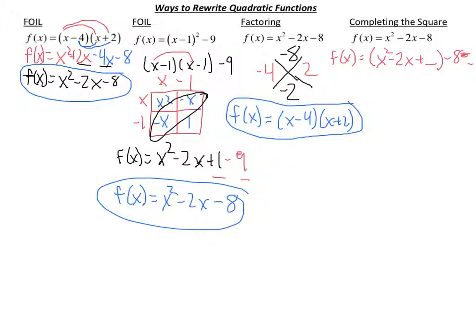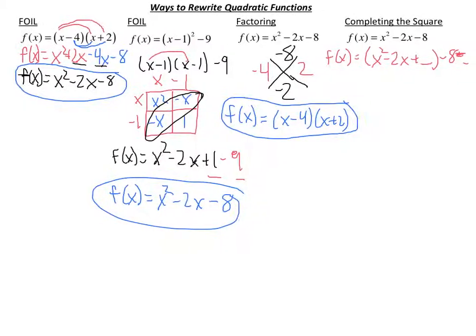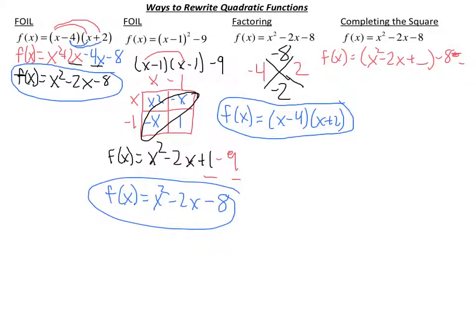I'm running out of space. Okay, so what we're going to do here is fill in these blanks. Let me make more space right there. Okay, good. So what I did is I grouped the x's, put a blank, and I pushed the minus 8 out, and put another blank.